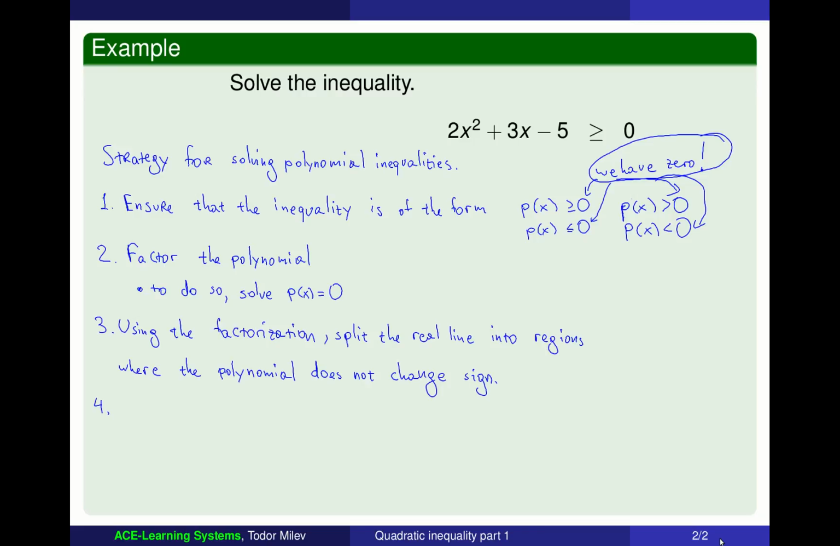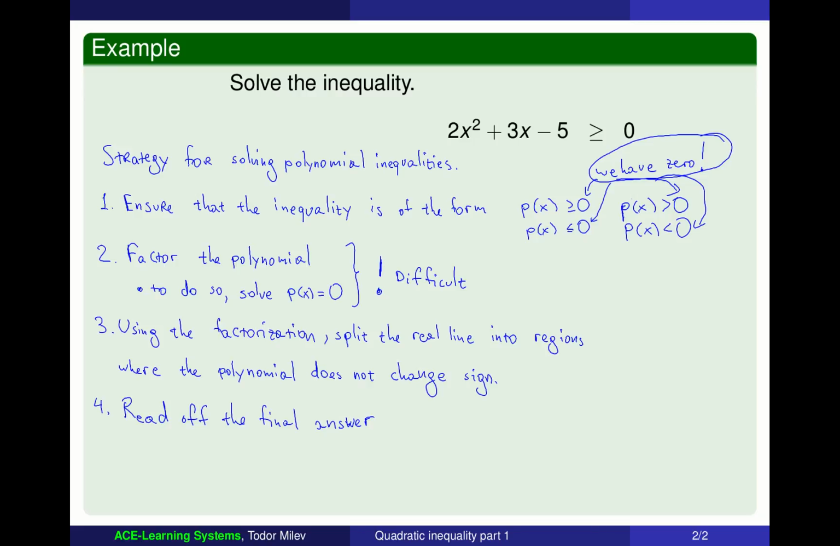Once we do that, we are ready to read off the final answer. So I'm going to show you how to do step 4. That's easy. The difficult part is step 2, factoring the polynomial. This is the only difficult part. Everything else is much easier compared to step 2. So that is the strategy for solving polynomial inequalities.